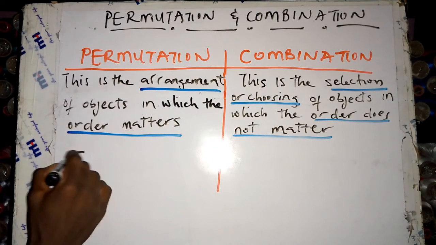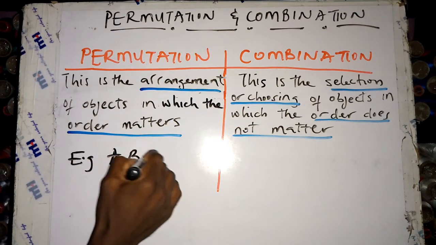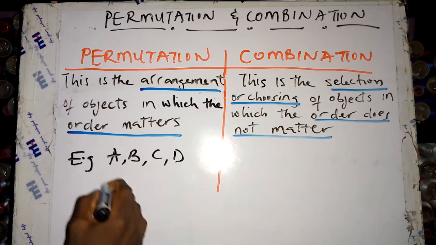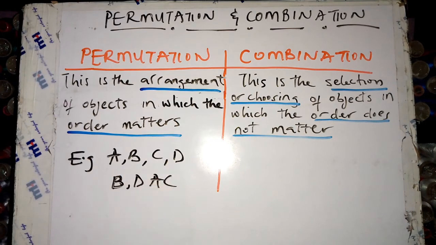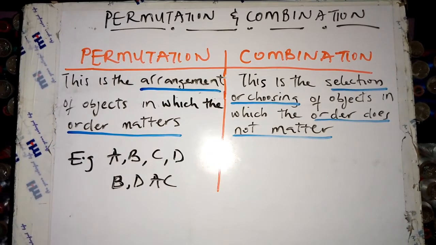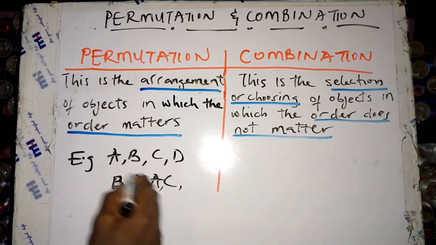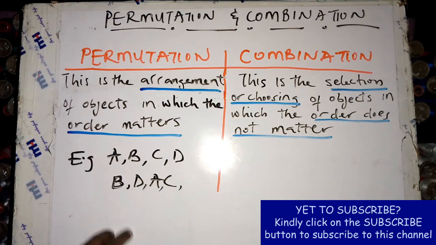So for example, under permutation, if we have A, B, C, D, and then we have B, D, A, C, we say that, look at it, it is an arrangement of objects in which the order matters. Now under permutation, A, B, C, D and B, D, A, C are not the same thing, because the way they are arranged is different. This one is A, B, C, D, while this one is B, D, A, C. So the arrangement is not the same thing.